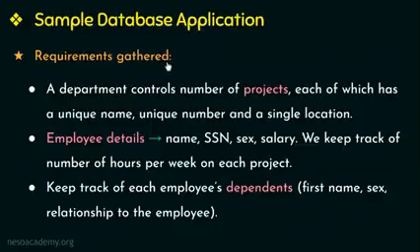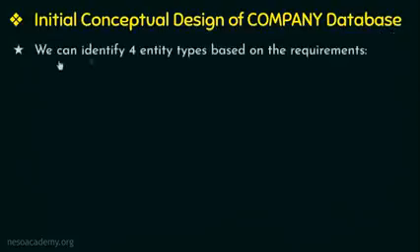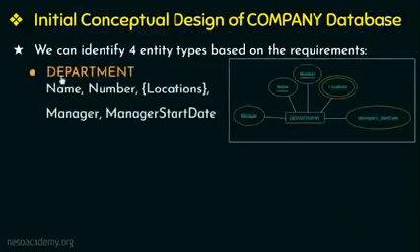The next step after collection of requirements was conceptual design. So based on the requirements that we have gathered, let us see the initial conceptual design of the company database. We can identify 4 entity types based on the requirements that we gathered. The first entity type is the department. This entity type has attributes like the department name, department number, locations, an employee who manages the department, otherwise called the manager, and the manager's start date.